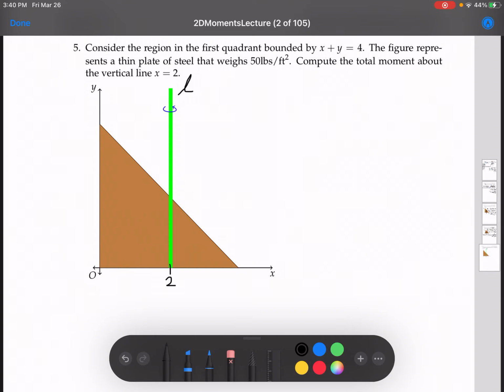Here we have the same triangular thin plate of steel that we've seen before. And now we're to compute the total moment about the vertical line L at x equals 2, this green line here. So we're going to compute the moment around this vertical line instead of around an axis. So we'll start by computing dML.